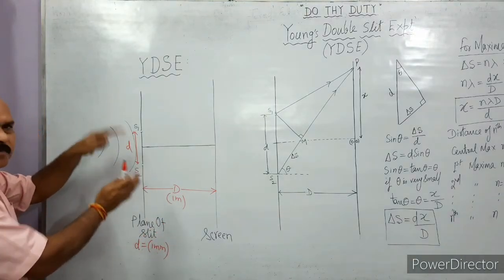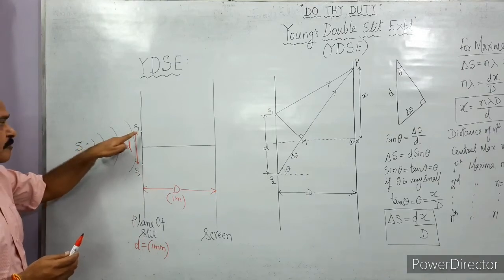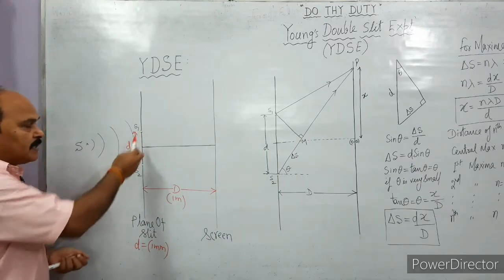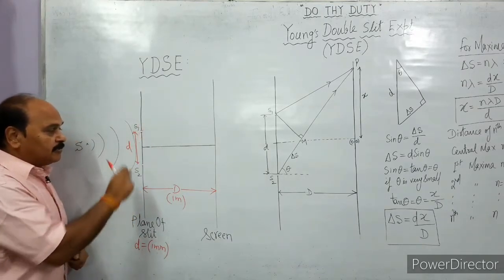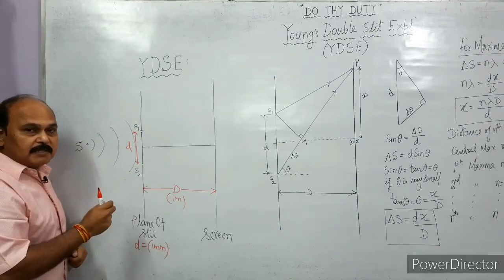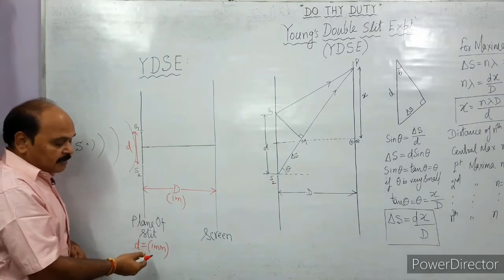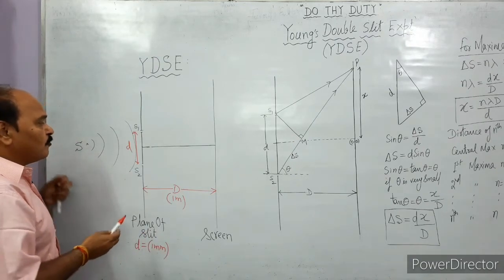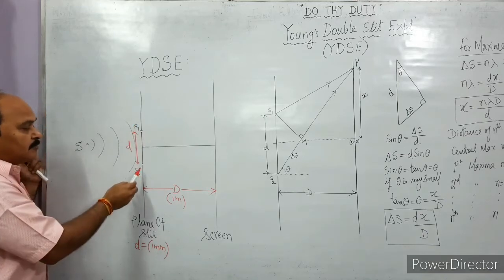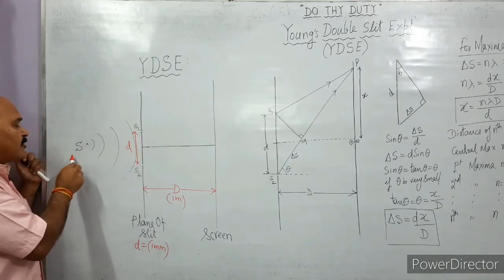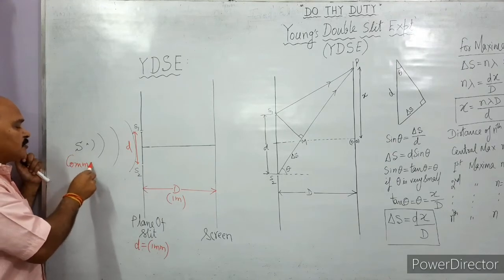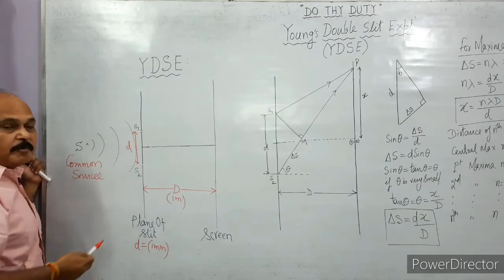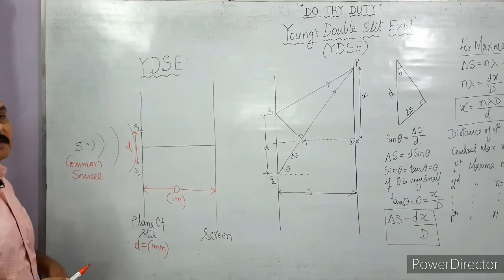Well, this diagram is highly magnified. These two pinholes, which behave like two different coherent sources or two different slits, are very close to each other, not as far away as shown here. They are as far away as 1 millimeter or even less than that. Both the slits, both the pinholes, are illuminated by a common source of single color, a monochromatic source, which illuminates both the slits.